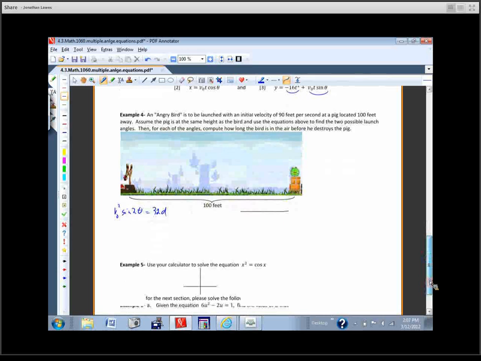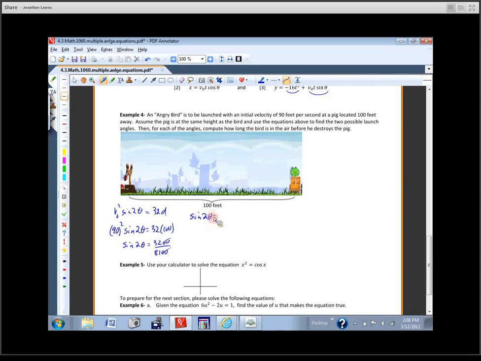So this is going to be 90 squared sine of 2 times theta equals 32 times the distance, which is 100 feet. So this is going to be the sine of 2 theta equals 3200 divided by 8100. So I can really cancel those off. I can't cancel 32 and 81, so I'm going to stick with this. This is the equation that I'm solving.